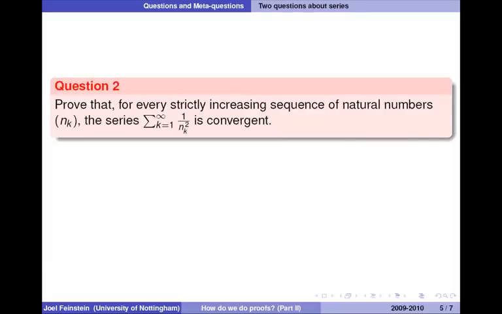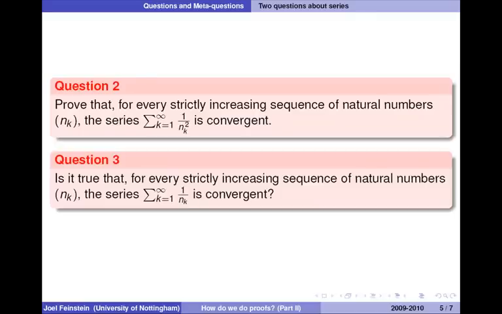So question 2 says, prove that for every strictly increasing sequence of natural numbers, nk, the series, the sum of 1 over the square of nk, is a convergent series. And question 3 says, is it always true for every strictly increasing sequence of natural numbers nk that the series, the sum from k equals 1 to infinity of 1 over nk, without squaring it, is convergent?